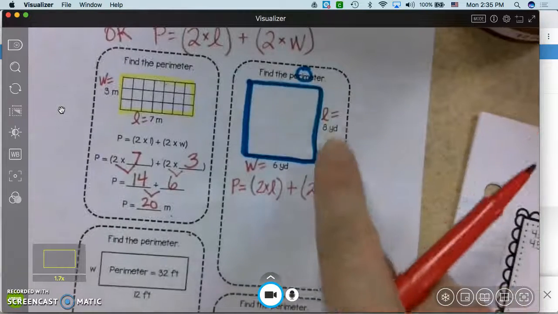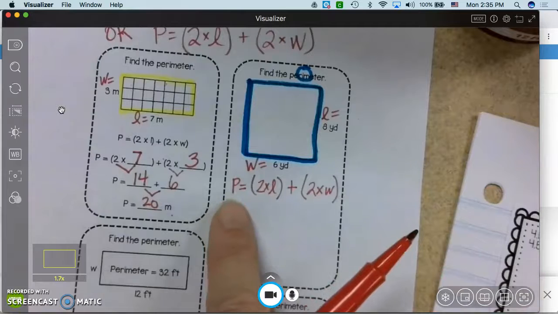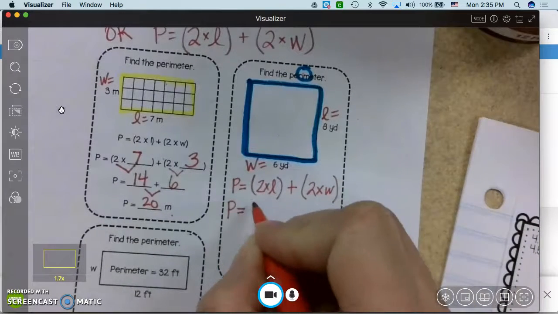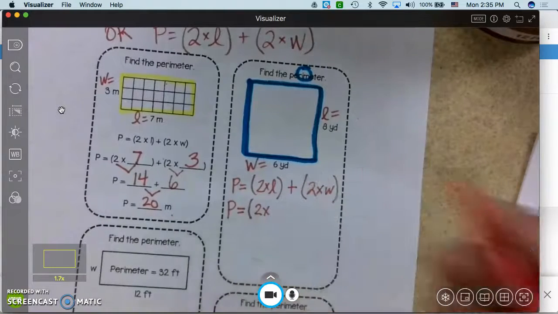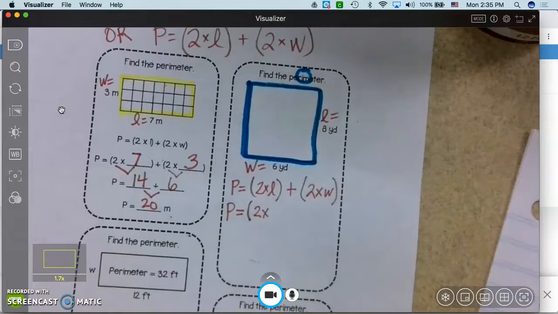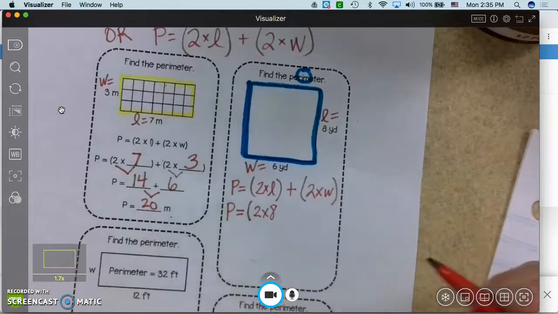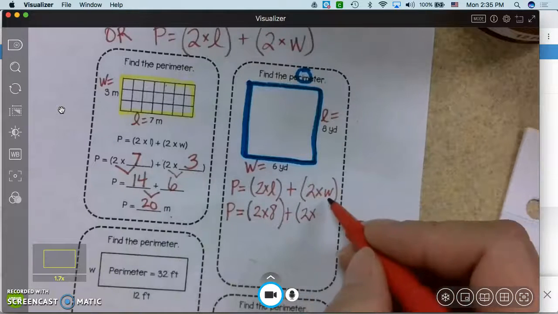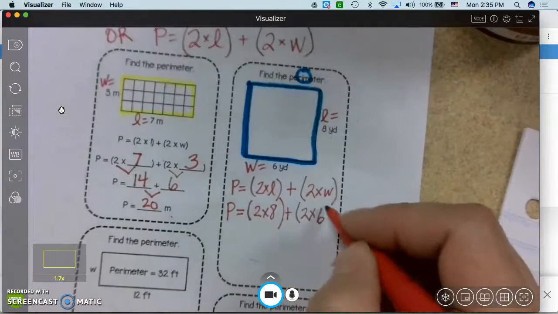We've already labeled what our length is and our width, so then we can use those to substitute into my formula. I don't know the perimeter, so I'm going to leave that as P. I'm going to keep my equal sign, and my 2 is going to stay the same, but instead of writing an L, I'm going to write what my length is. What is my length? My length is 8, so I'm going to substitute in an 8 for L. I'm going to keep everything else the same except for the letters. Do I know my W? What's the W? 6. So I'm going to put in a 6 for W.